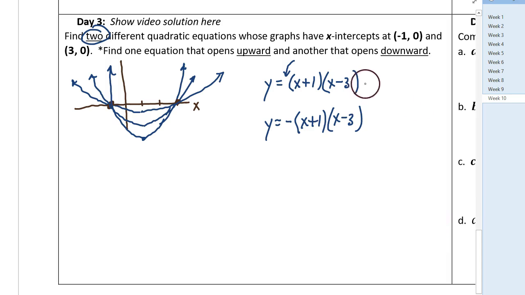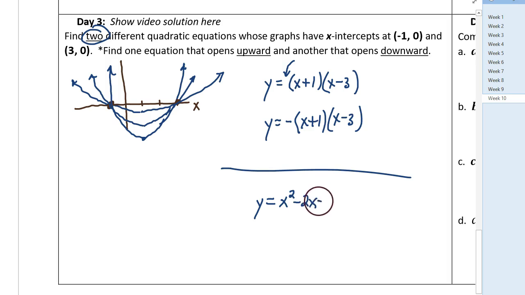The other thing you can do if you want to do some extra work is you could use FOIL and multiply these out and put them in standard form. For example, the first one is y equals x squared minus 2x minus 3. Maybe you recognize this as being a quadratic equation a little bit easier than when you're looking at it in this form. But these are both quadratic equations. We can do FOIL on the second one as well. We get y equals -x squared plus 2x plus 3.